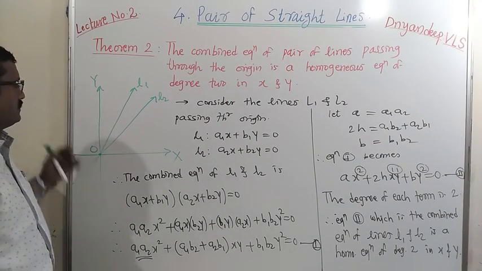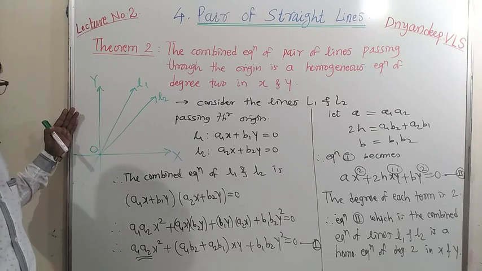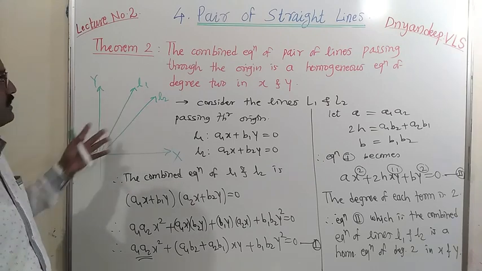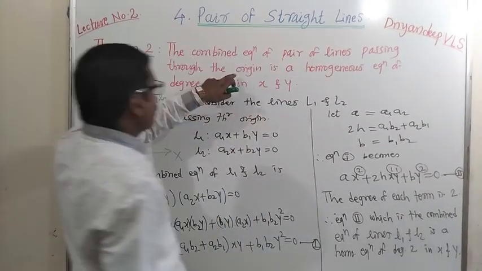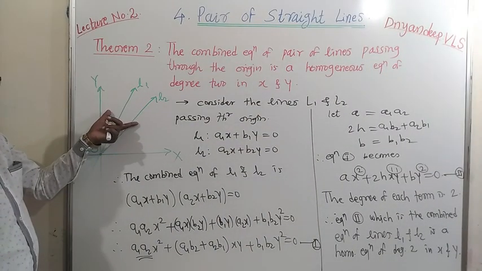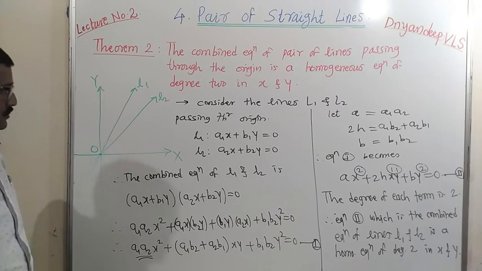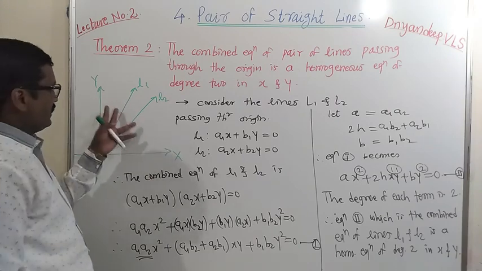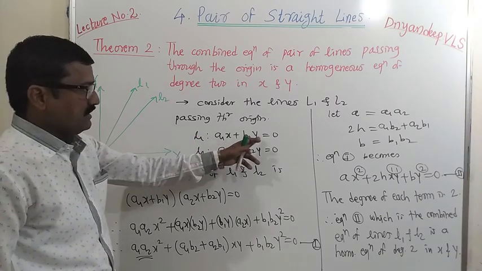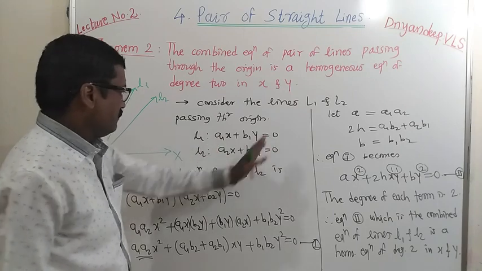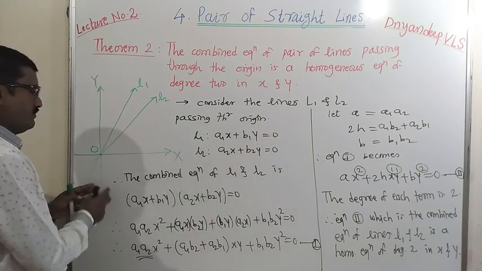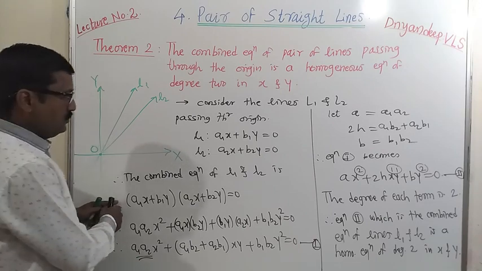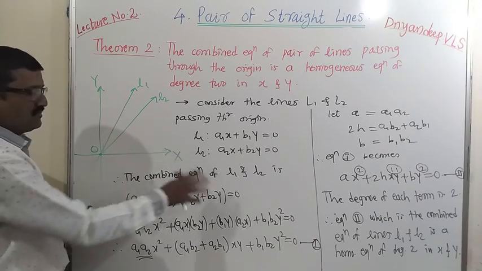What to do first? Just draw a simple figure of two lines which are passing through origin, because the given pair of lines passes through origin. That's why we have taken two lines L1 and L2 passing through origin. As lines passing through origin, their equations are without constant. We have taken them in general form here. So the combined equation of these two is nothing but the product L1 L2 equal to 0.